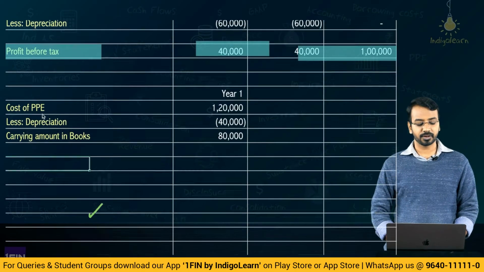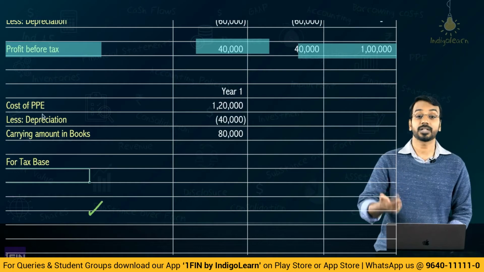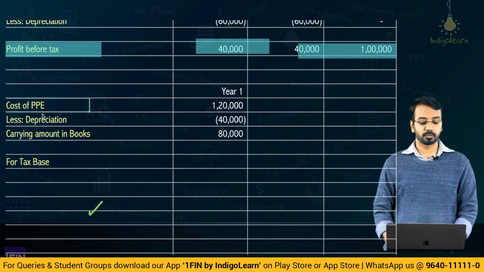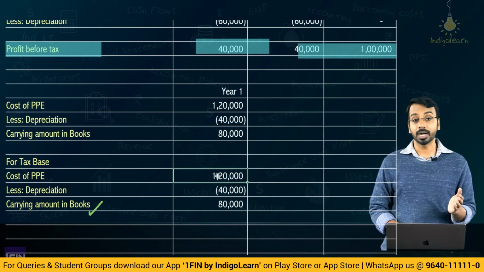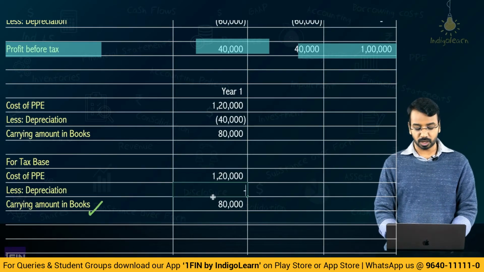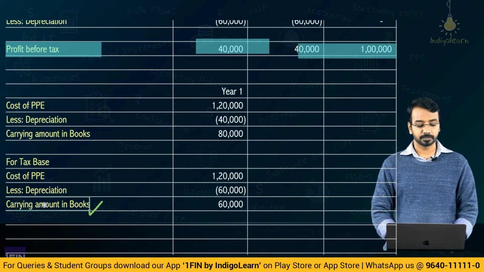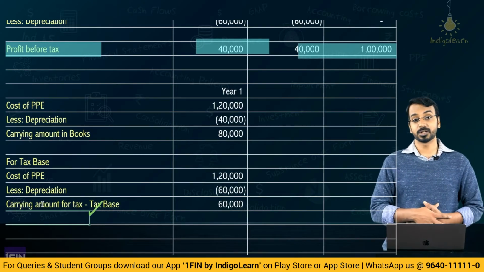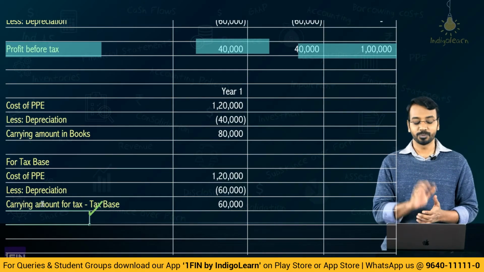Now, if I prepare the same thing for tax, if I assume for a moment I prepare a balance sheet for tax, then we will say cost of PPE is 1,20,000. There is no change in that. But the depreciation is not 40,000, but 60,000. Then what is the carrying amount for tax? The carrying amount for tax is 60,000. So the tax base is 60,000. The carrying amount in the books is 80,000.